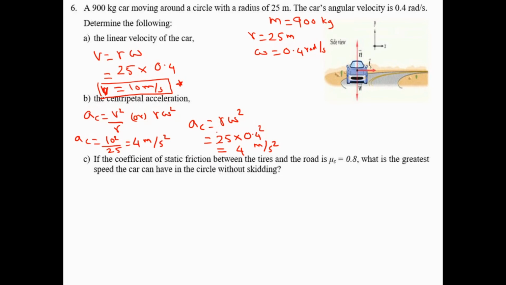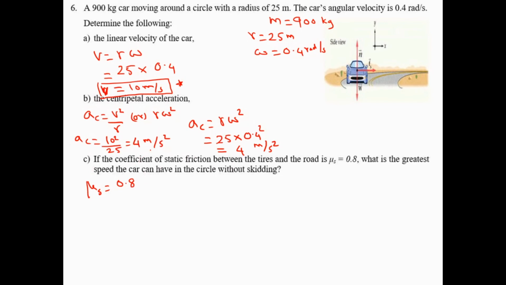So the third question, if the coefficient of static friction between the tires and the road is mu s equal to 0.8, that means the static coefficient value mu s is given as 0.8. What is the greatest speed the car can have in the circle without skidding?